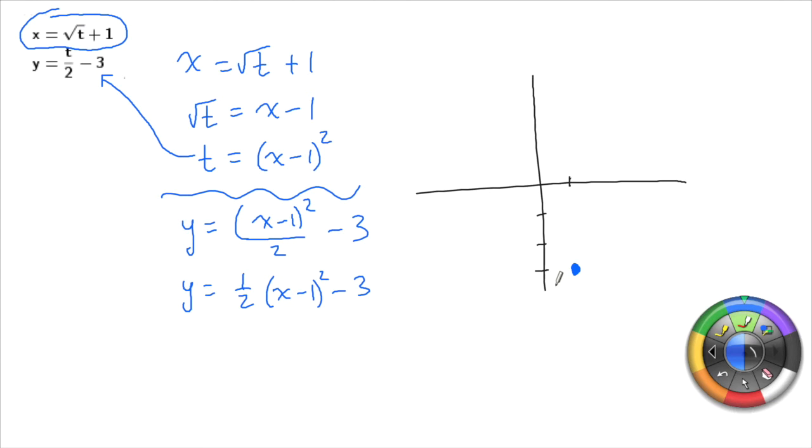I could find the y-intercept. Let x equal 0. We're going to get a half minus 3, so that would be 2.5. So it would hit here. The axis of symmetry would go right through that point. We'd also end up over here at 2, negative 2.3.